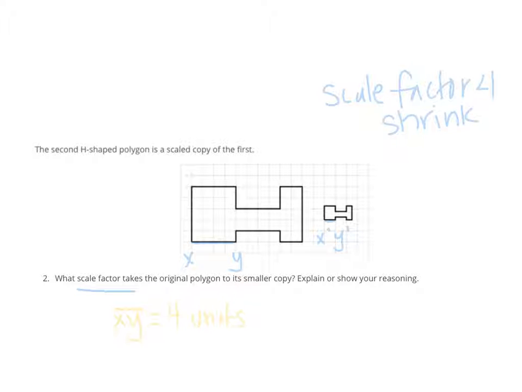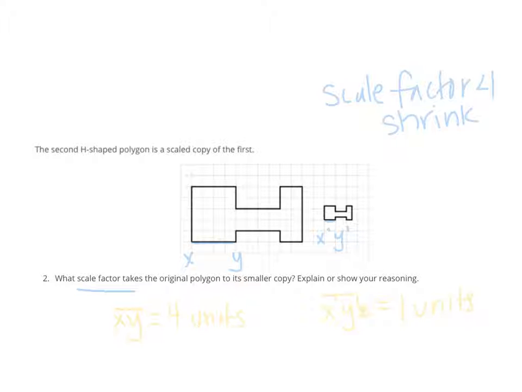And we were talking about in the previous problem of labeling it. So we had X prime, Y prime, that indicates it's the shrunk copy. And that is, oops, Y. That one is 1. So we're going from 4 units to 1 unit. So that's the same as dividing by 4, or you can say you are multiplying by 1/4.